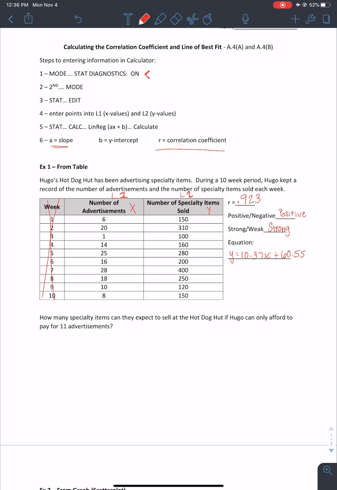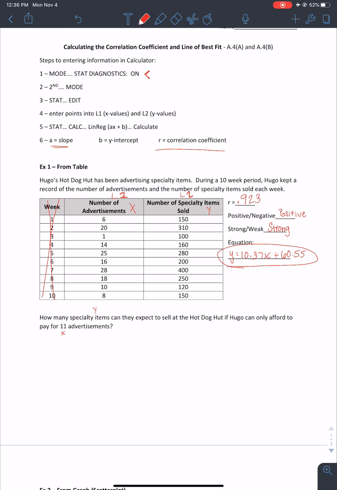Now, this question asked me how many specialty items we labeled Y. So what is the Y value that they can expect to sell at the hot dog hut if Hugo can only afford to pay for 11 advertisements? Well, the number of advertisements is our X. So to figure this out, we are going to take our equation and figure out what the answer would be if I had X, or 11 advertisements.